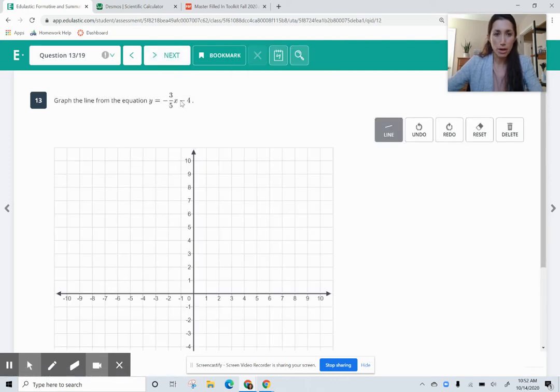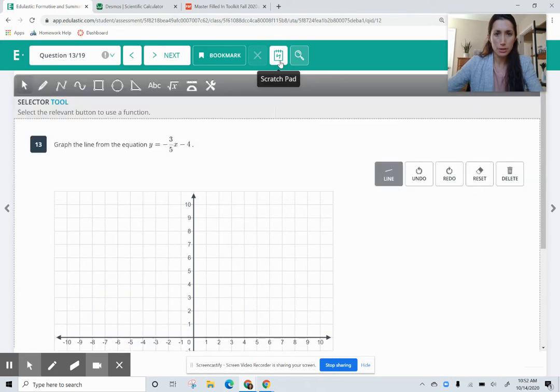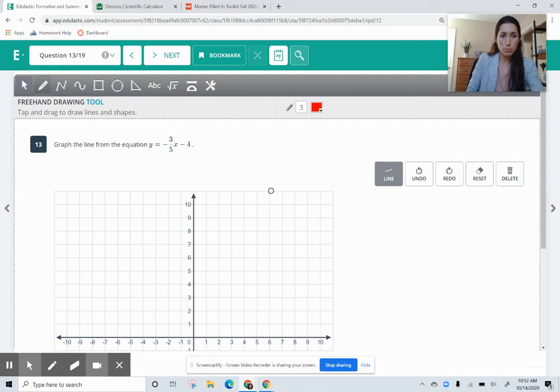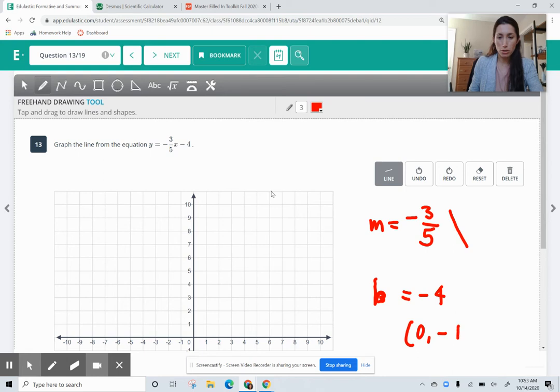Now we're going to practice some graphing. So scratch pad, just a little reminder. Our slope is -3/5, which means it's going down to the right. So down 3, right 5, or I can do the opposite of down and right. And our b is -4. So we have a point at 0, -4. So that's where we always want to start the graph on the y-axis. So we have a point at 0, -4, and our slope is -3/5.